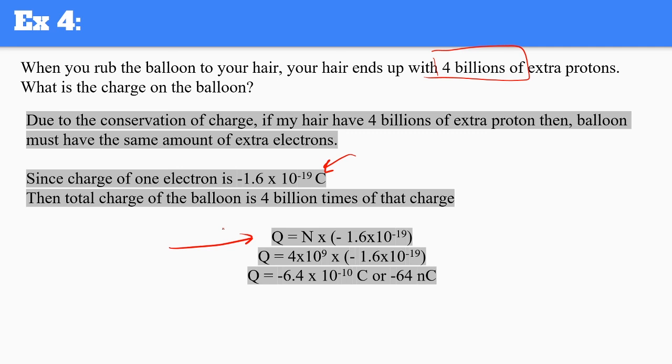Basically, a simple equation: the charge of 1 times the number of the extra electrons, which is 4 billion, so 4 billion times 1.6 times 10 to the power of negative 19. It is going to give you negative 6.4 times 10 to the power of negative 10 coulombs, or negative 0.64 nanocoulombs.